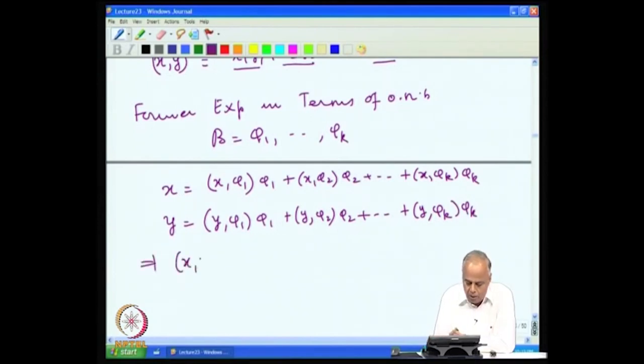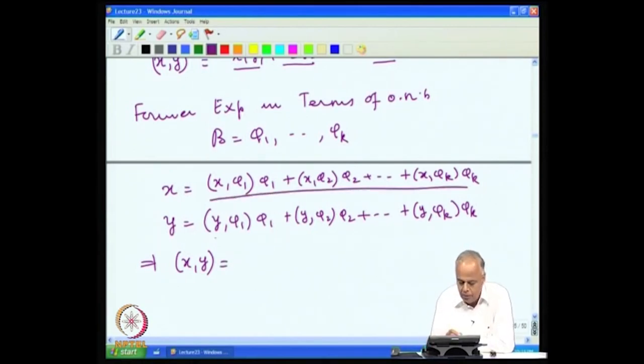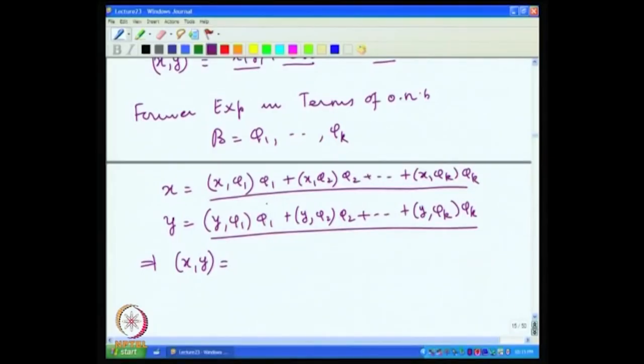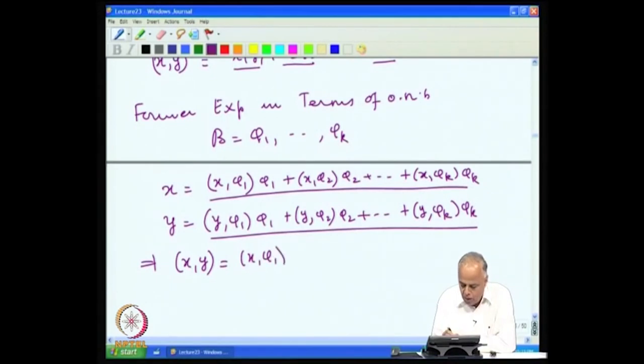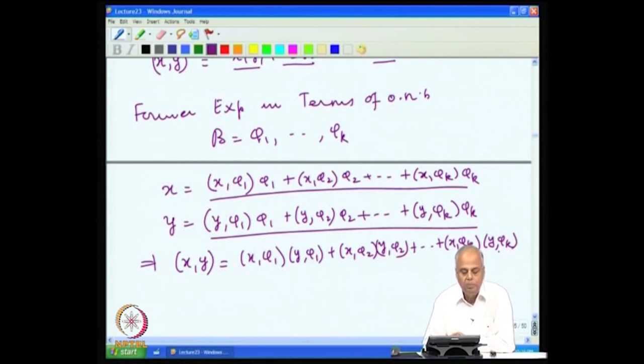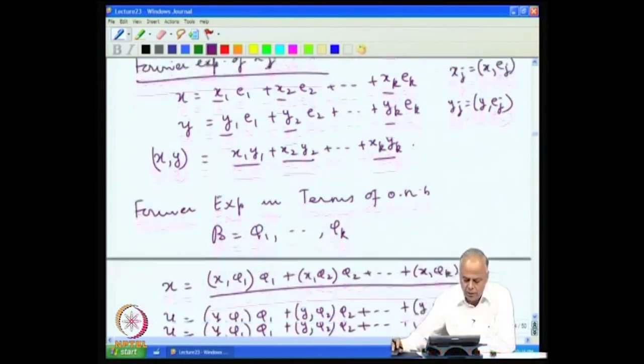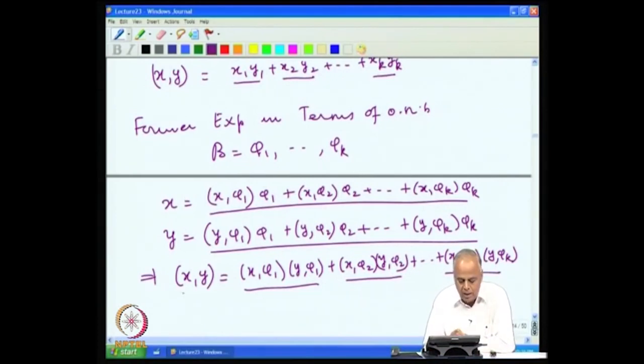Now, if I take the dot product of X and Y, I will have to take the dot product of this sum with respect to this sum. When we take the dot products, the cross terms go away, because the dot product of phi i and phi j will be 0 if i is not equal to j, and the direct terms, phi 1 with phi 1, will give you 1. So, this will simply be the product of the coefficients of x and y for phi 1, plus the same for phi 2, and so on, up to phi k, which simply says again we get the inner product of x and y as the sum of the products of the corresponding Fourier coefficients. So, whether you choose the standard ordered basis, namely e1, e2, ..., ek, or whether you choose any arbitrary orthonormal basis, the inner product is always the sum of the products of the corresponding Fourier coefficients.